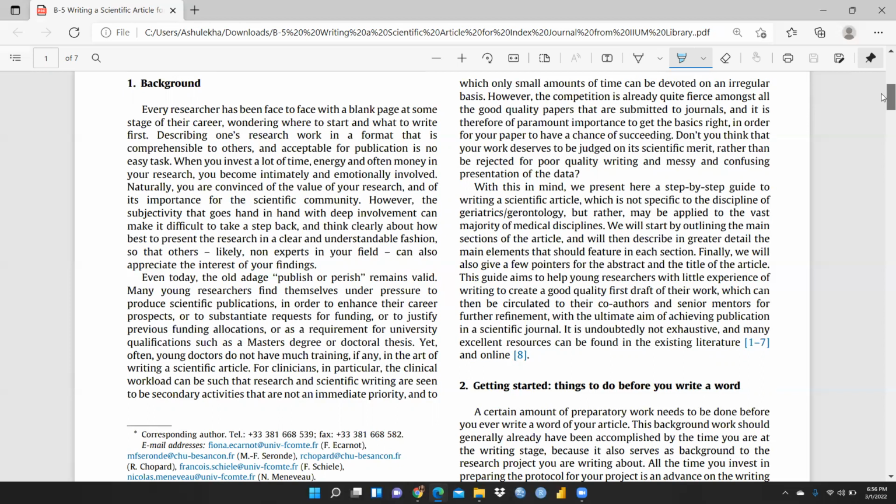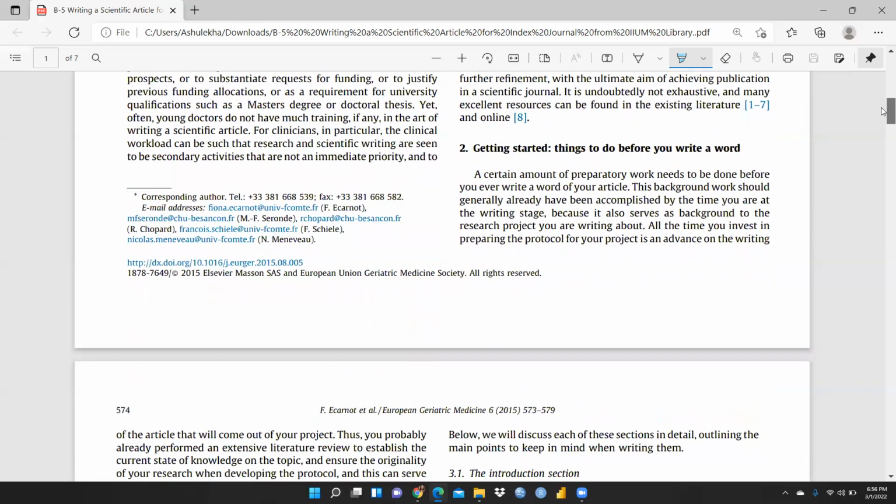Number one is background, the next one is getting started: things to do before you write a word. A certain amount of preparatory work needs to be done before you ever write a word of your article. This background work should generally already have been accomplished by the time you are at the writing stage. So it also serves as background to the research project you are writing about.